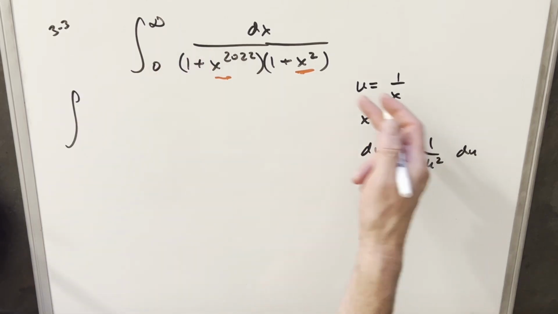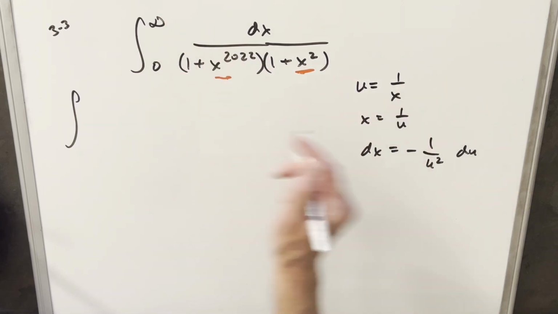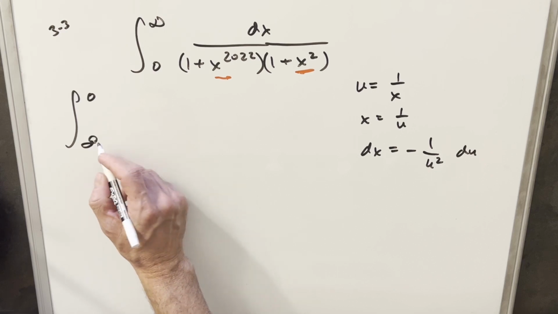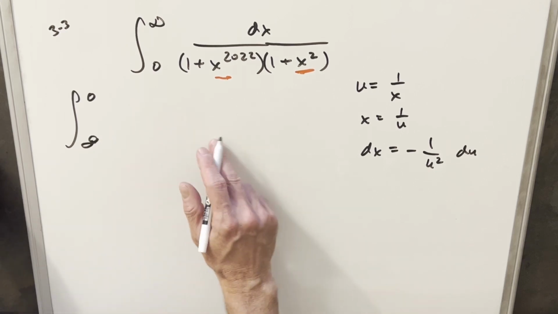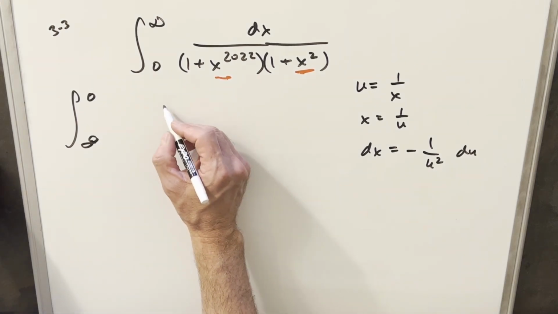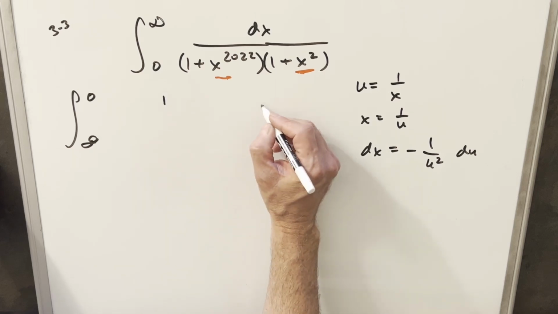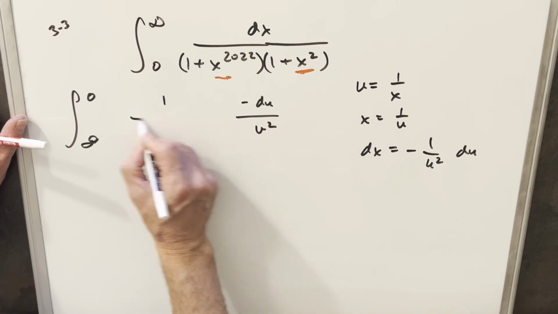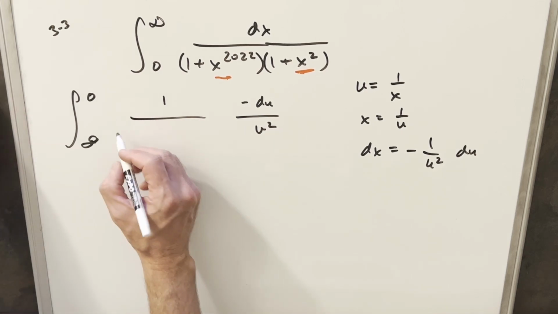When I plug infinity in for x here, this is going to 0. When I plug 0 in, it's going to infinity. So we just swapped our bounds around. Then for our dx, let's write the 1 in the numerator here, and we'll have our du. I'll put the minus on the du and the u squared here so that we can multiply that into the denominator. Let's write this all out.